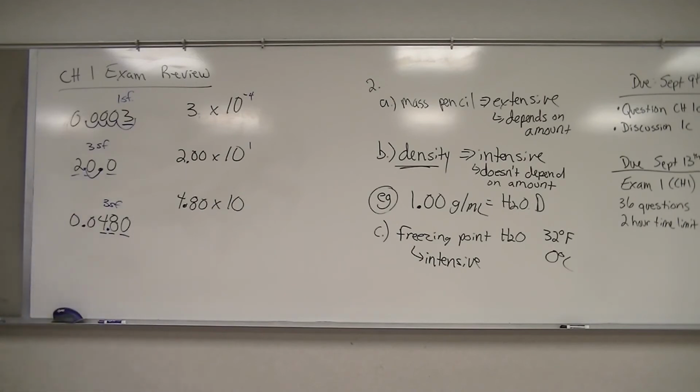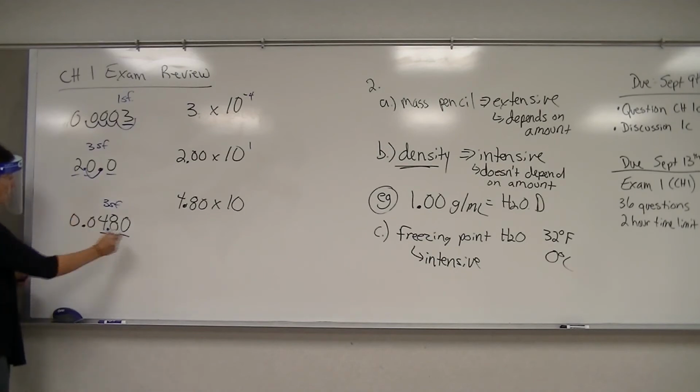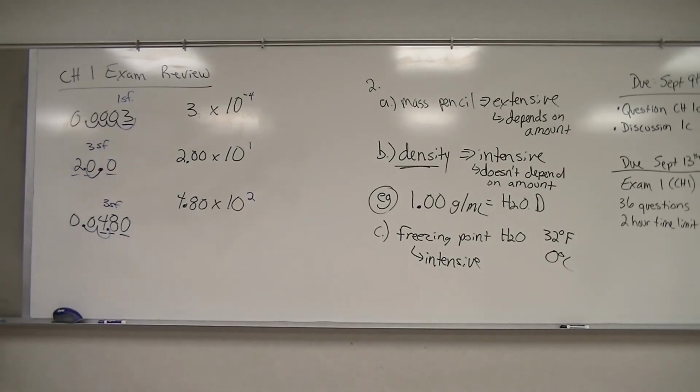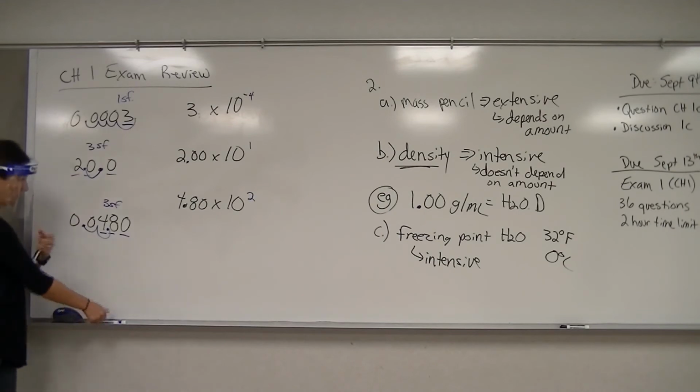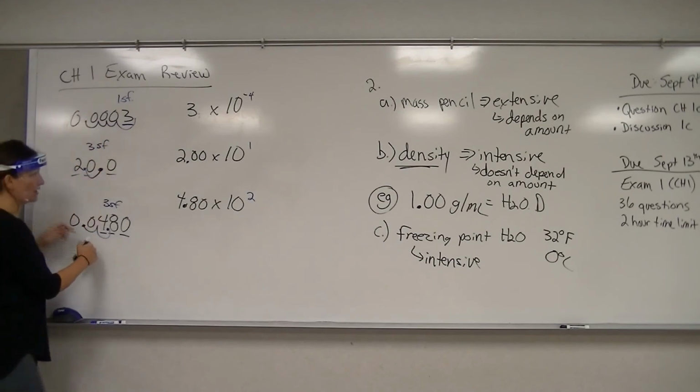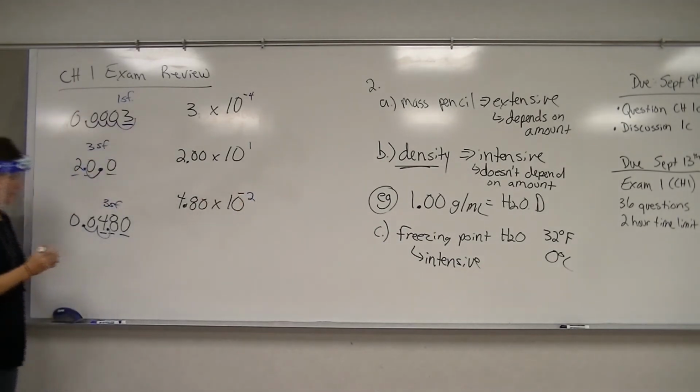So let's see how many times we move it. And this time we're moving to the right 2 times. The original number was less than 1. So is it going to be negative or positive? It's going to be negative, just like this one up here. We moved to the right, so it was a negative exponent. Same thing here. Move to the right, negative exponent.